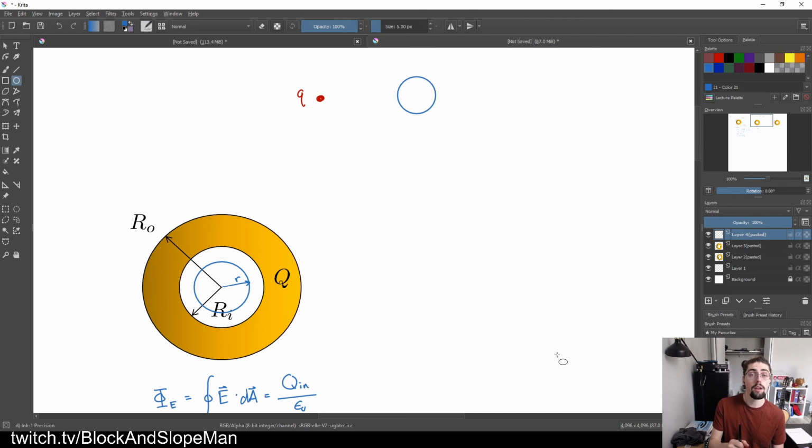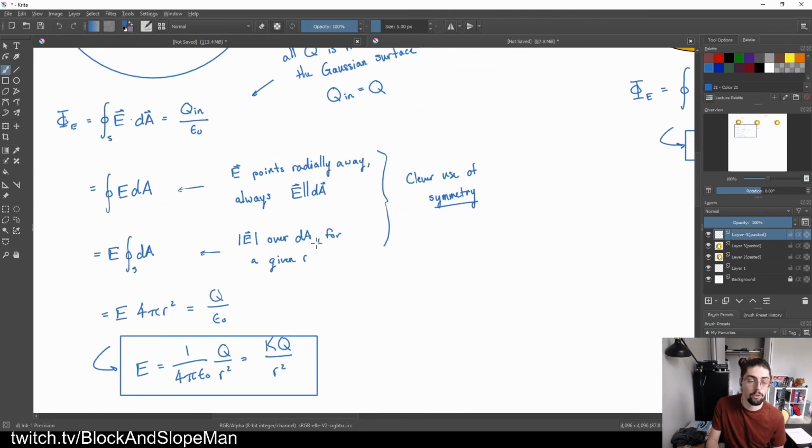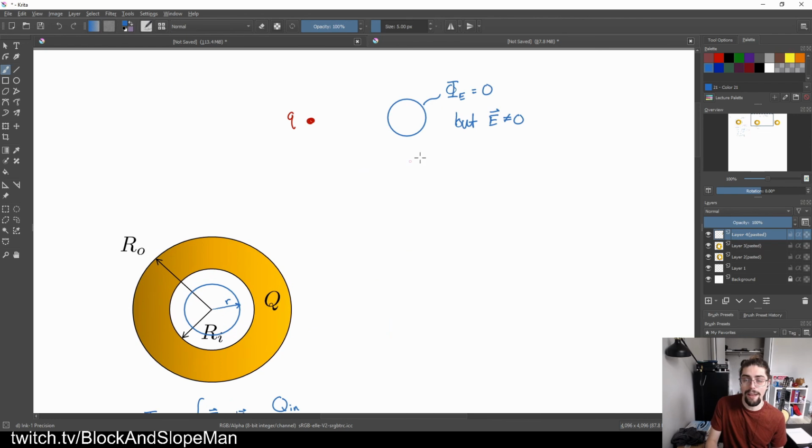It's true that the flux doesn't depend on any of these things. It's true that the flux of this Gaussian surface would still be 0. Flux is equal to 0 because there's no charge inside. But the electric field, we know, is not 0. And we can't use these same tricks that we've been using to avoid the integral so far because we don't match the symmetry of our object.